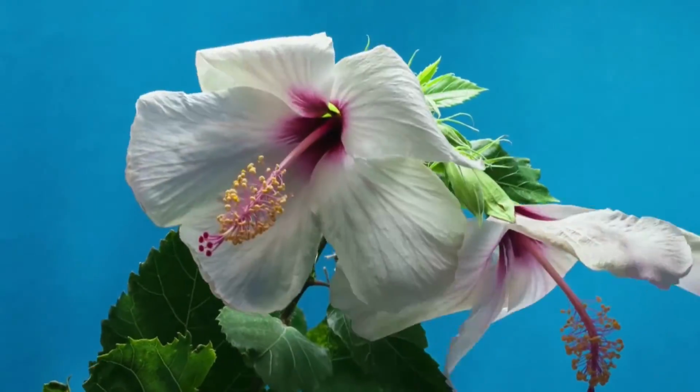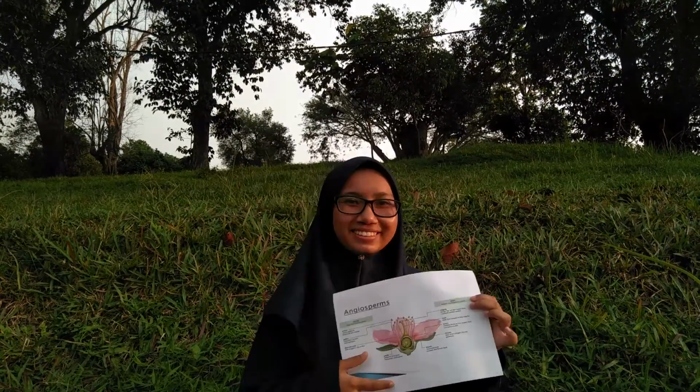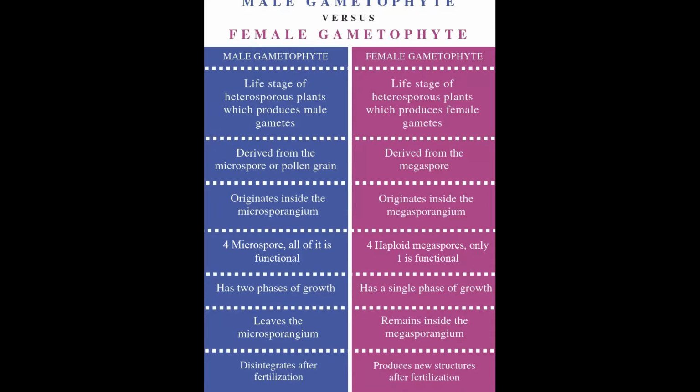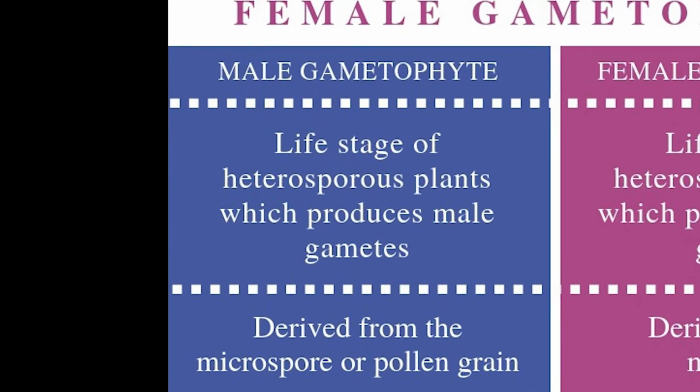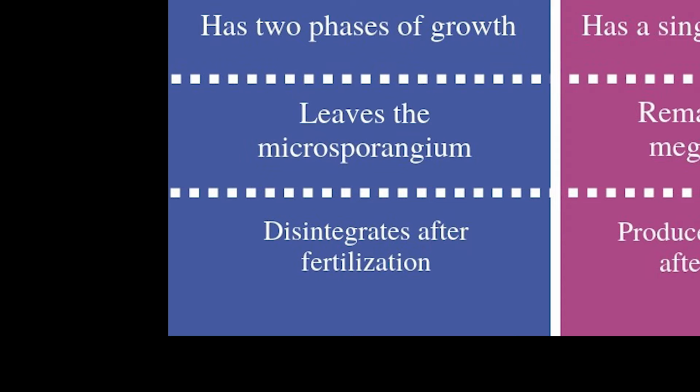So now we will proceed to our third objective in this chapter. It's about this picture. Okay, it's about a comparison between male gametophyte and female gametophyte. Okay, let's proceed. For male gametophyte, it produces male gametes. It derives from the microspore of pollen grain. It originates inside the microsporangium. It has 4 microspores and all of them are functioning. For male gametophyte, it has 2 phases of growth and leaves the microsporangium and disintegrates after fertilization.